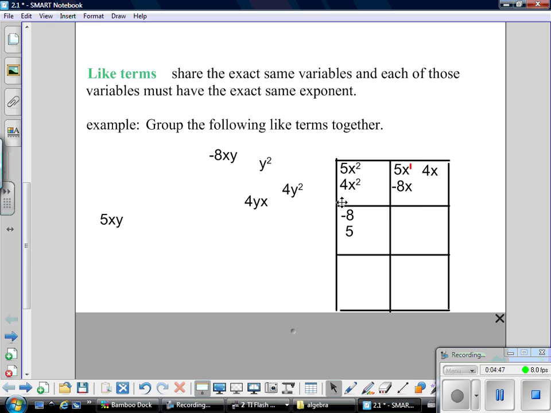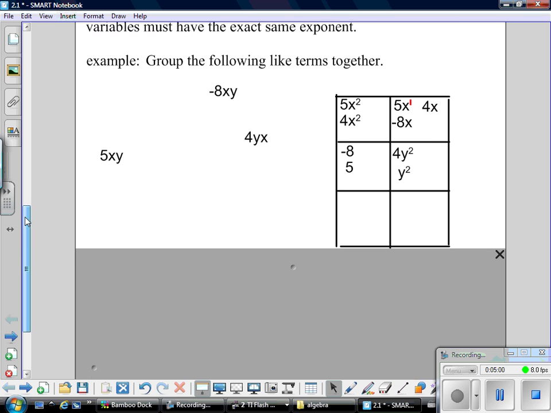Now if I take a 4y squared, what I'm looking for is another term that has just a y squared. And you can see it's here. Now let's take a look at the last ones. Okay, here's a 5xy. So I'm looking for something that has an x to the power of 1 and a y to the power of 1. The coefficients don't matter. Oh, here's one here.